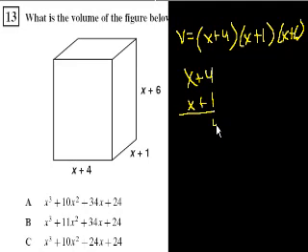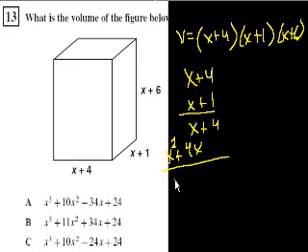1 times 4 is 4. 1 times x is x. And then you have the x place. X times 4 is 4x. X times x is x squared. Fair enough. So that equals x squared plus 5x plus 4. And now we have to multiply that times x plus 6, right?